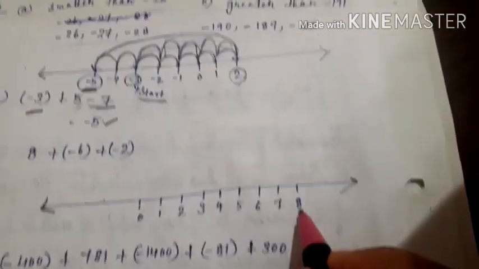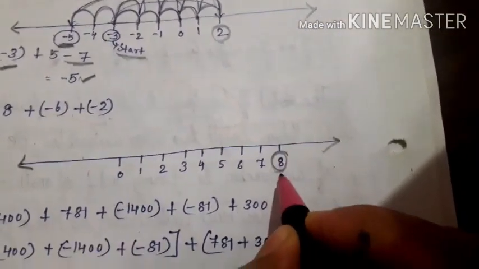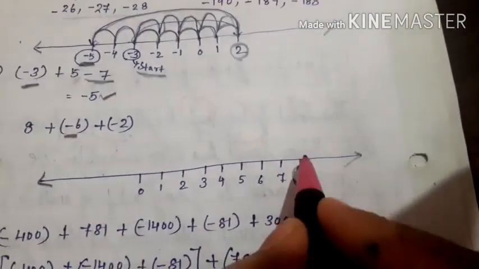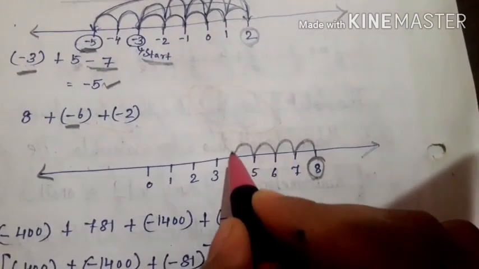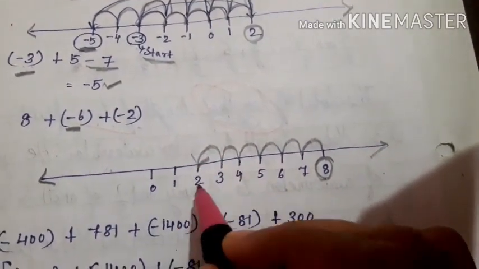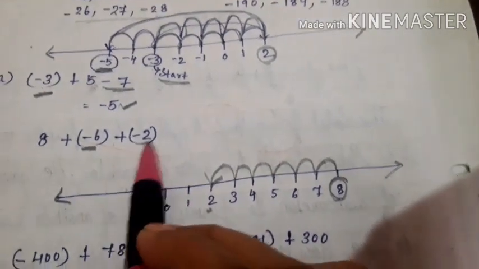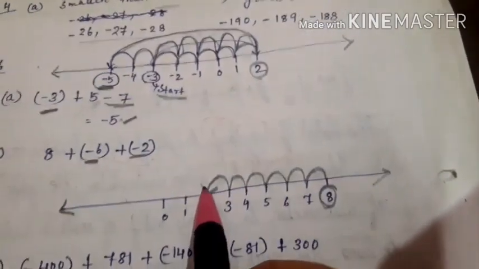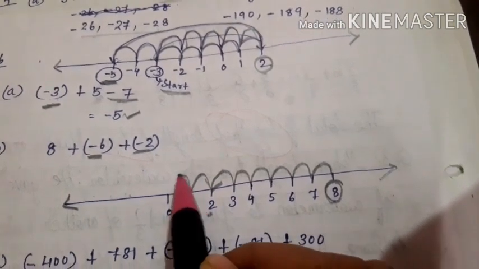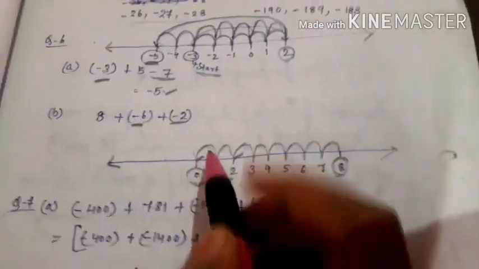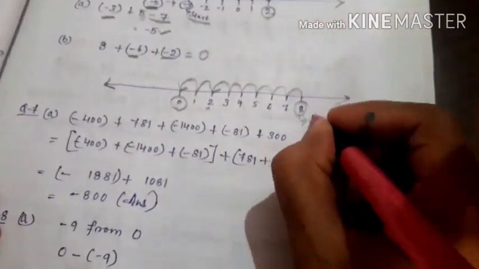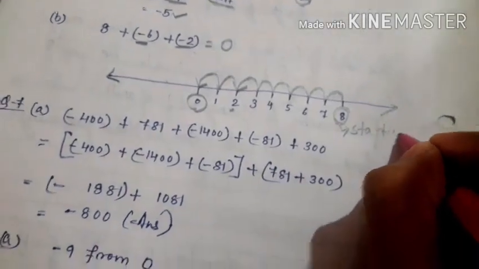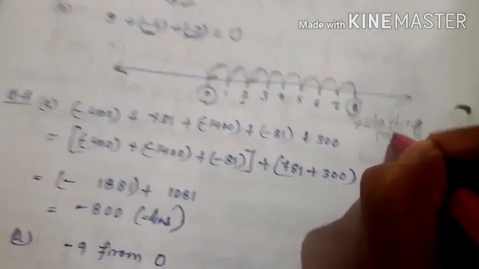Here you see 8 plus -6 plus -2. Okay, you start from 8, the starting point is 8, then -6. -6 means you go to the left side 6 steps, 1, 2, 3, 4, 5, 6 steps, you reach 2. Then go to -2. -2 also you go 2 steps to the left side, 1, 2. Where do you reach? 0. Your answer you write here is 0. This is the starting point, not your answer. This is the starting point or starting integer.